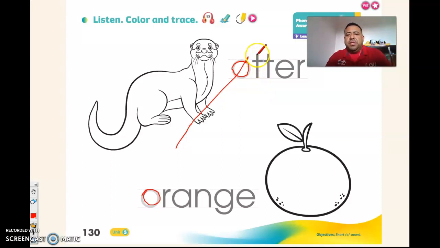Otter, vamos a escribirla toda. Otter. Okay. Muy bien, así toda completa.